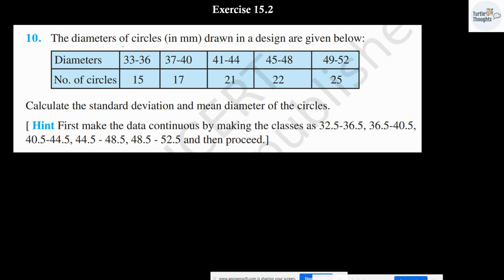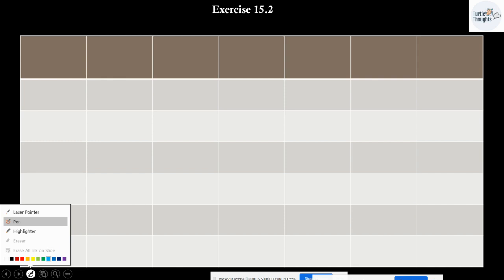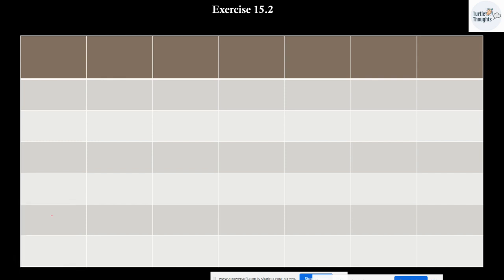So you can observe that here the class intervals are not continuous. There is a jump. 33 to 36 is there. It is not from 36 to 40, rather it is from 37 to 40. So we have to make the changes in the class interval. I hope you remember how to change this. We have studied in class 10th. So let me make a note of the same in the table.